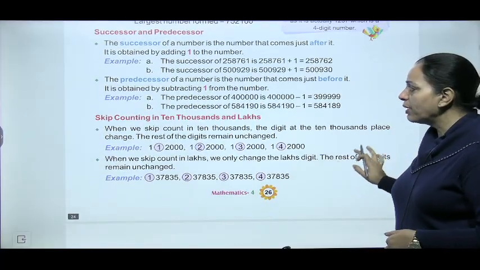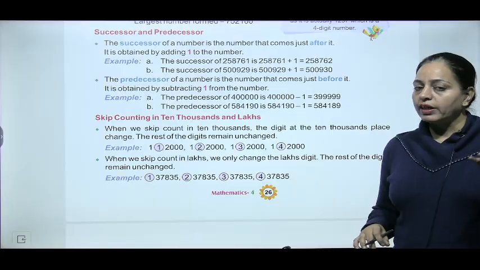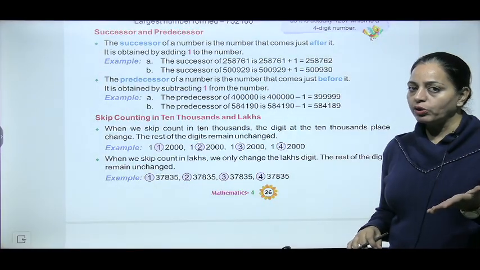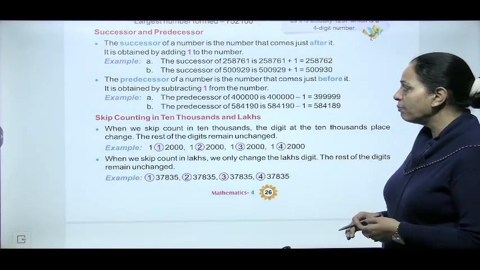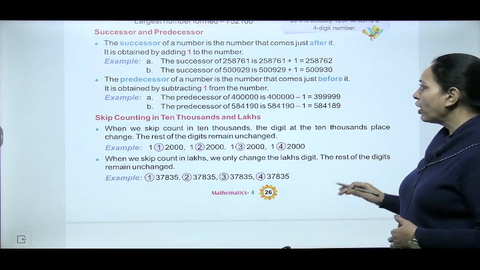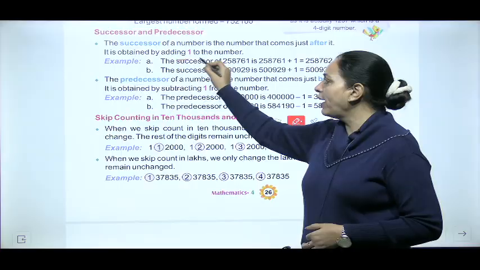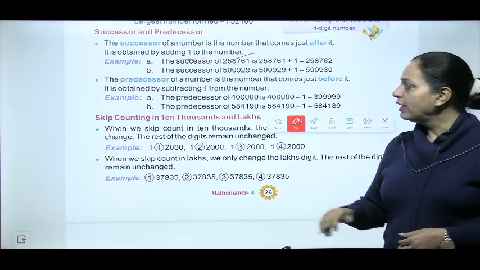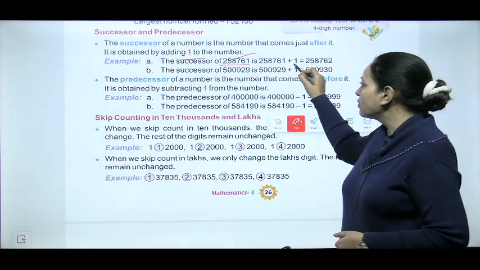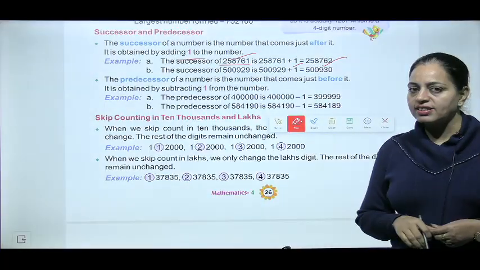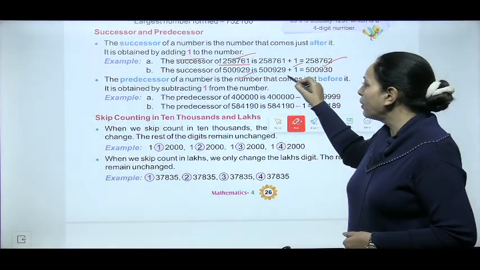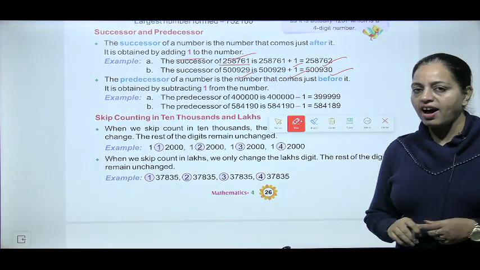Now successor and predecessor. Successor is the number which is one more than the given number, or the next number. The successor of a number is the number that comes just after it. It is obtained by adding 1 to the number. Like the successor of this number, we will add 1, and this is the answer.